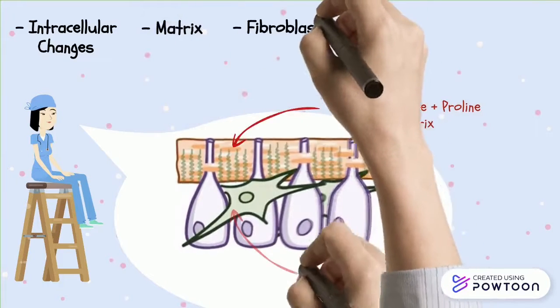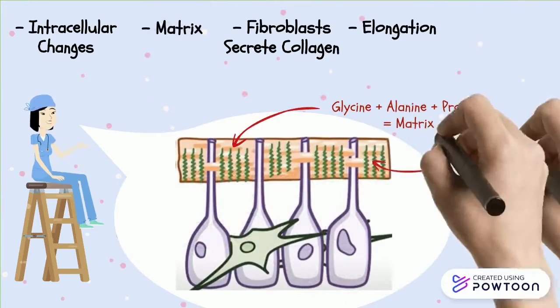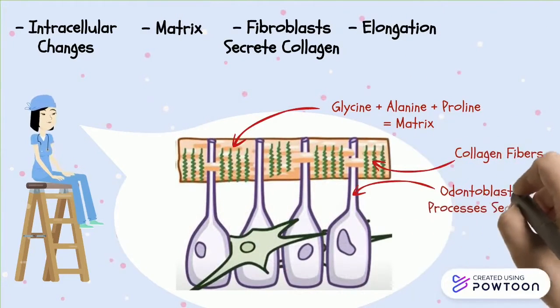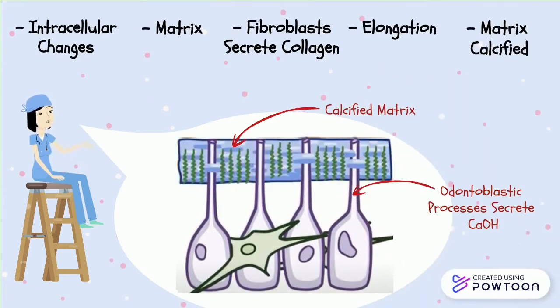Fibroblasts come into play and secrete the framework of thick collagen fibers. Then, fibroblasts and odontoblasts move toward the pulp, while the odontoblastic processes remain embedded in the matrix and a narrow layer of predentin is always present on the surface of the pulp. These processes secrete calcium hydroxide, which calcifies the matrix.